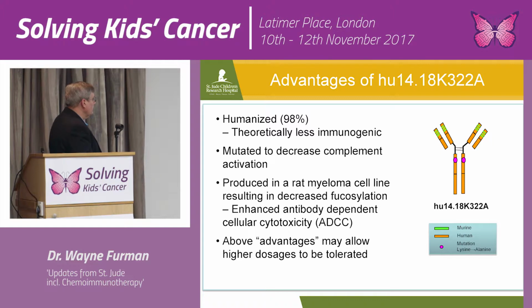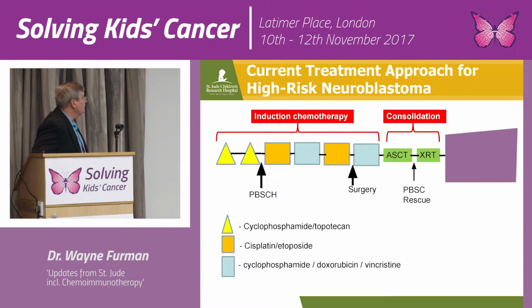And then they also produced it in a different cell line that resulted in decreased fucosylation, which enhances ADCC, hoping that this would make up for the complement activation not being part of it. And the hope was that these advantages may allow more of the antibody to be given. The hard part with this antibody is we don't know what is the best dose. We know probably that more is better, and at some point you probably give too much, but we don't know where that line is at this point.